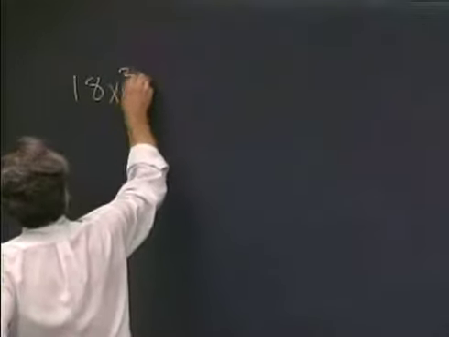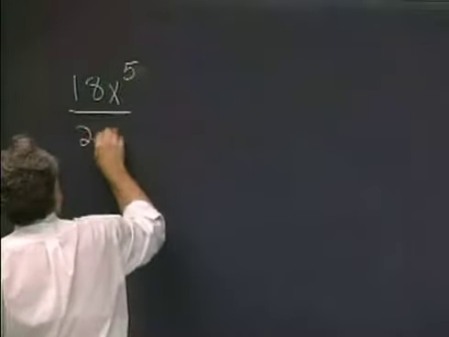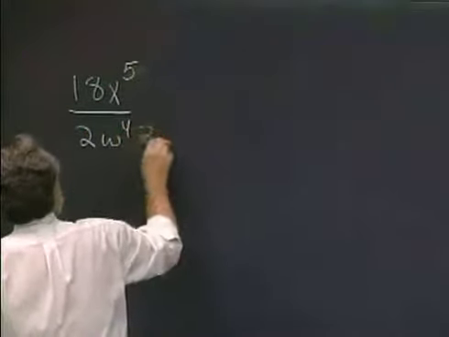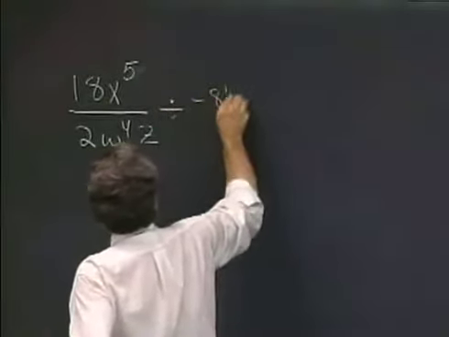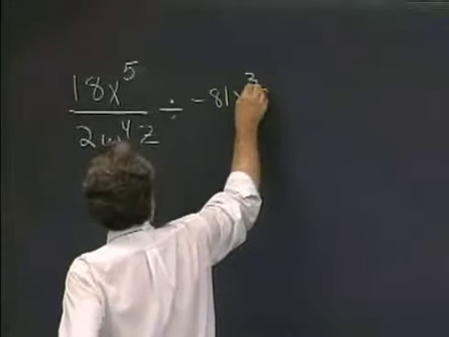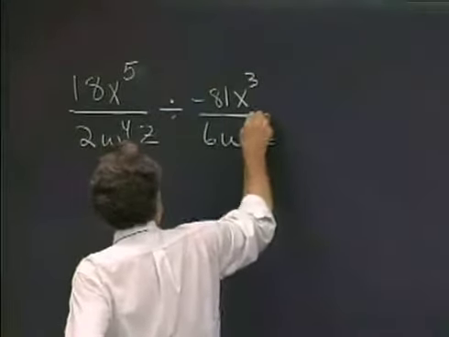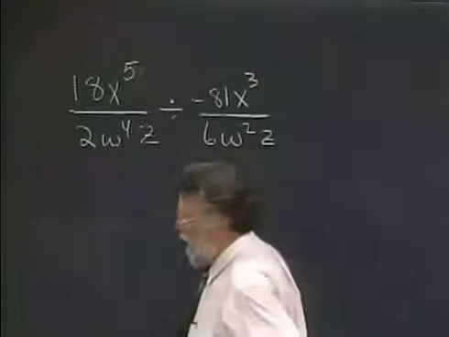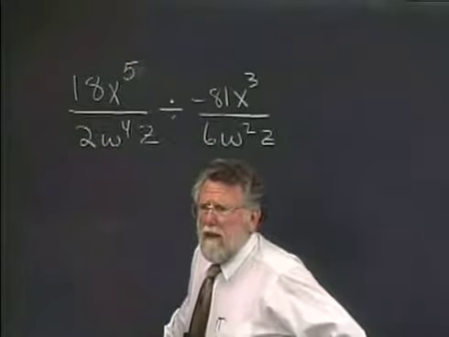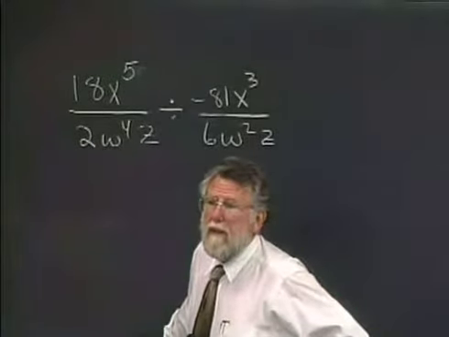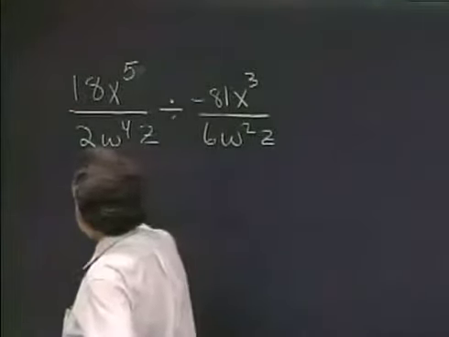18x to the third to the fifth, 2w to the fourth z, divided by negative 81x cubed over 6w squared z. Does that do it? Okay, so this is one of the problems from the computer homework, number 11. What's the first thing we want to do? Invert, flip, reciprocal, all come out the same way.